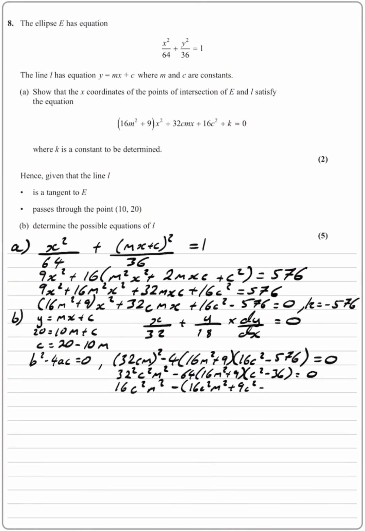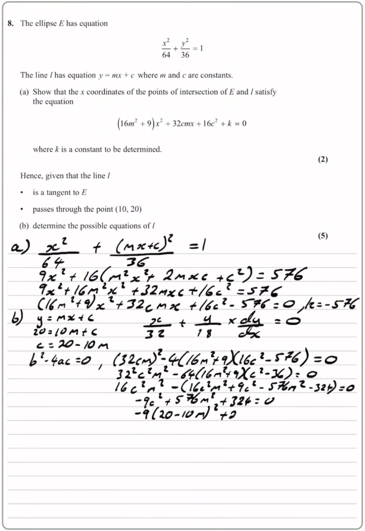Dividing by 64 then removes the 64 in front of the second bracket, allowing me to carry out the double bracket expansion. It also simplifies the first part, just giving us 16c squared m squared. And when I expand all that out and collect like terms, the 16c squared m squareds cancel, and we're left with minus 9c squared plus 576m squared plus 324 equals 0.